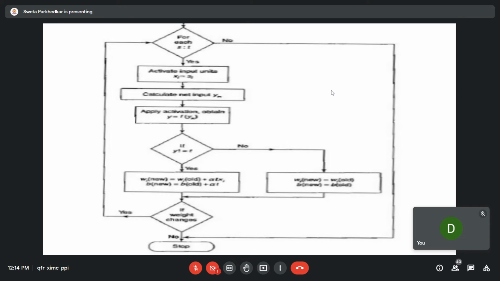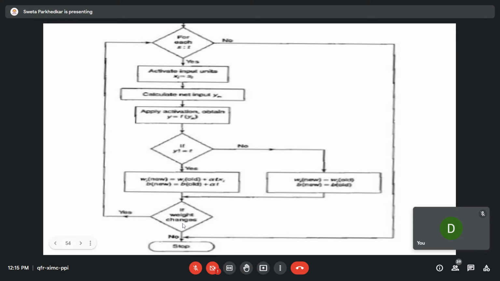Okay, so this block is the conditional block where we compare the output with the target data. If y is not equal to t, then we should update the weights. If y equals t, that is, the input and output data are matching, then we should not update the weights as well as the bias.